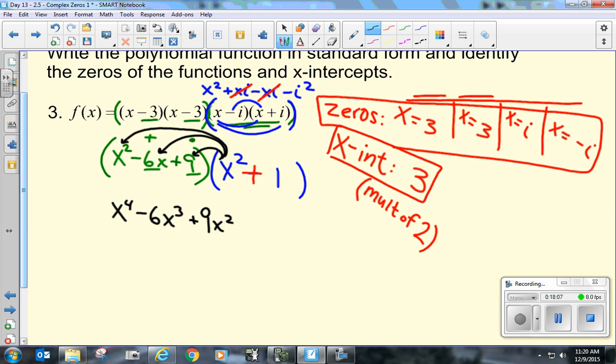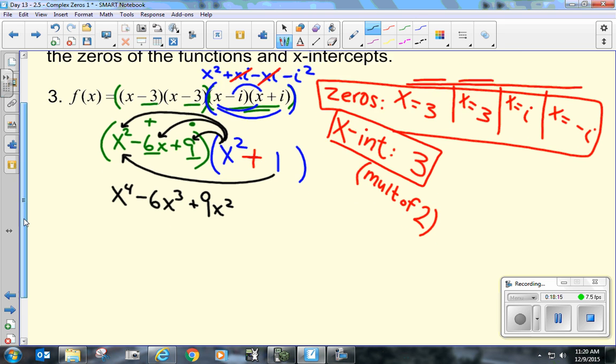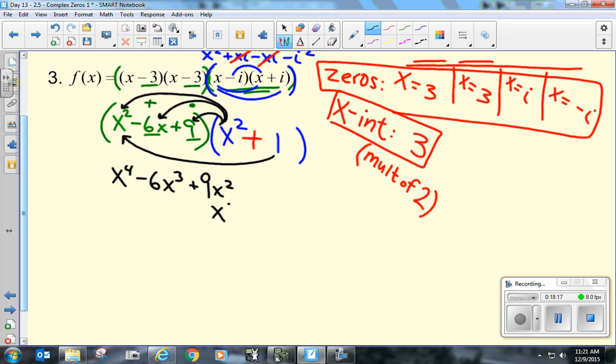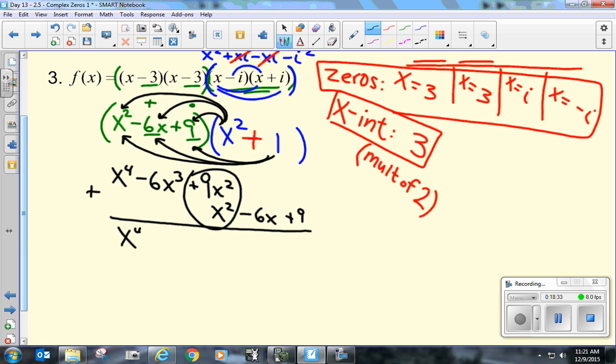Now I've got to put the 1. What happens when I multiply anything times 1? It's the same, so really it's no work. I've got 1 times x squared, that's x squared. I'm going to line my x squareds up together, just so when I add them, they're all nice. 1 times a -6x, -6x. 1 times 9 is plus 9. Now the only thing that I can combine here is this right here. So I've got x to the 4th minus 6x cubed plus 10x squared minus 6x plus 9. That is my main function.